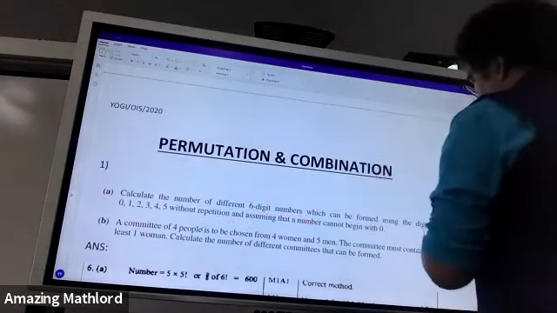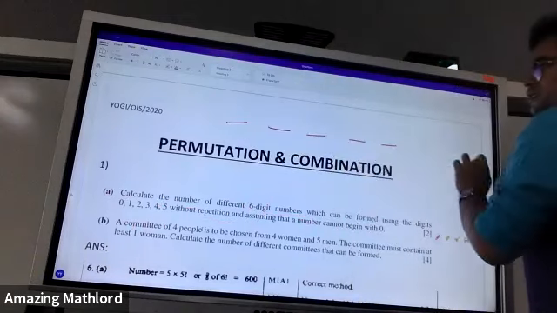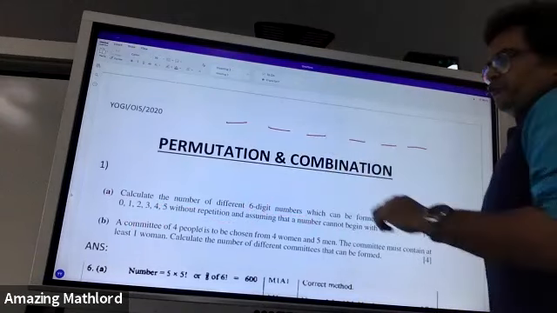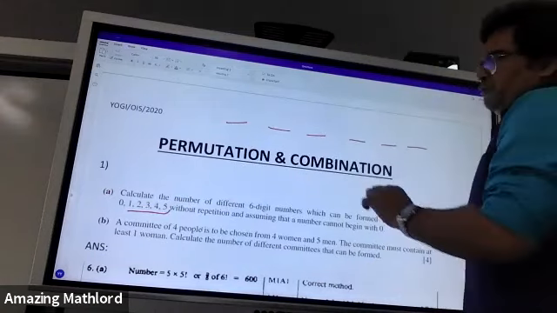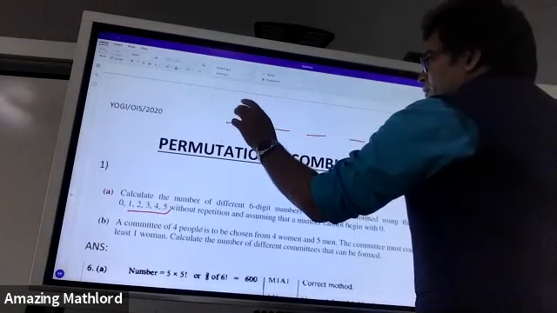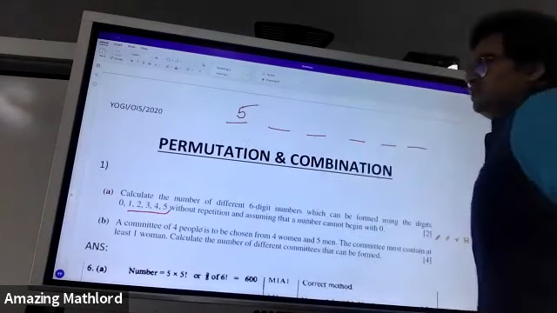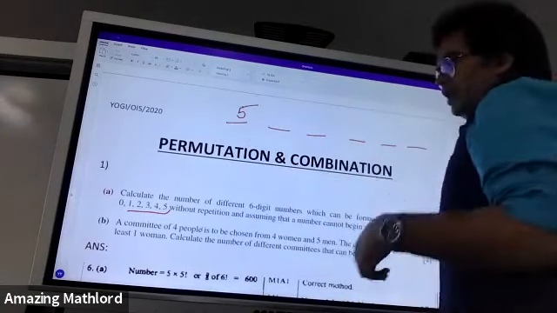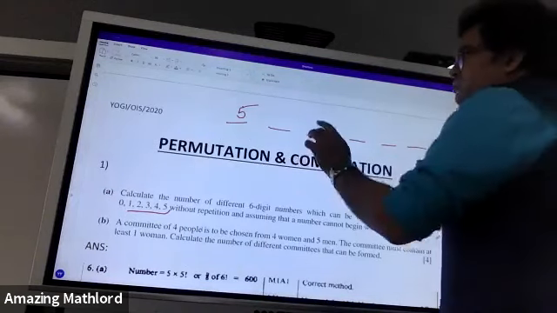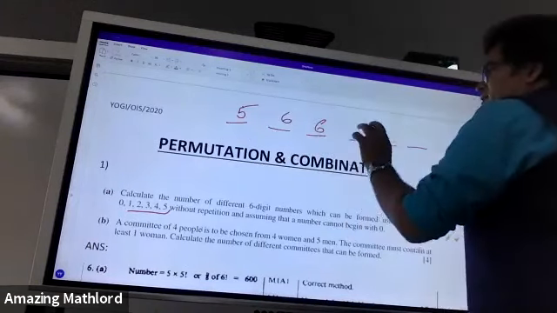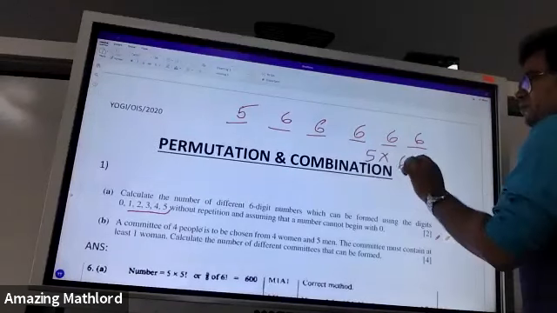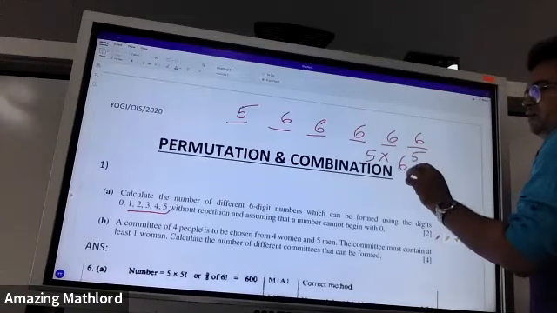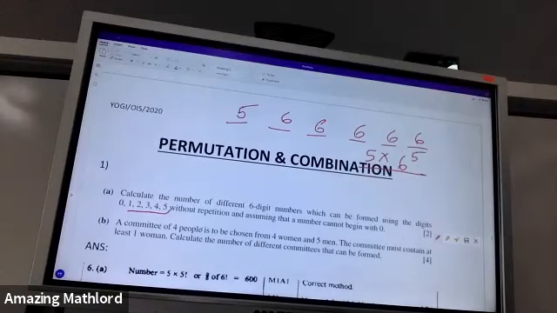So here, if you see, you've got these 6 places to be filled. Now first, it has to be any of these digits: 1, 2, 3, 4, or 5. Let's say I'm taking, for example, 5 different ways. Now, since I've used one of them, I can use that digit also. So for this place, I'll have 6 choices. This has 6, 6, and 6. So you'll have 5 times 6 to the power 5 different ways to do this problem.